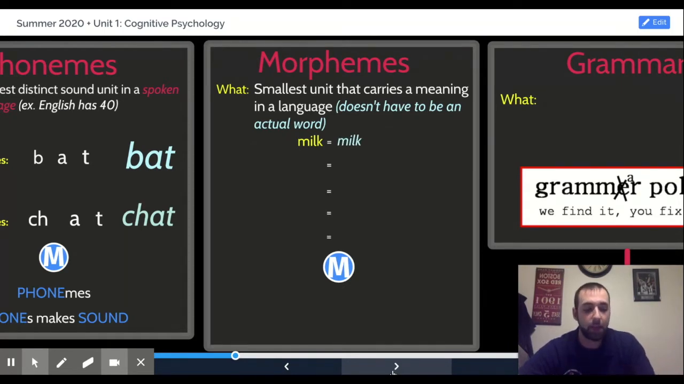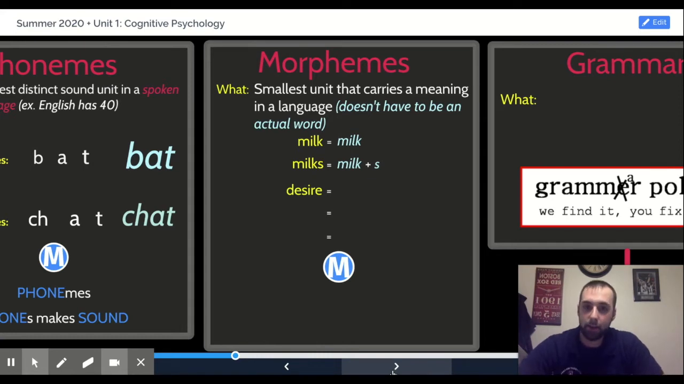However, if you add an S to the end of milk and turn it into milks, it would have 2 morphemes. Why? The word milk in our language carries meaning. And then what happens when you add S to the end of any word? It turns it into plural. So that S conveys meaning to the reader, or conveys meaning to the individual using the English language. S all of a sudden makes it not just milk, but many milks.